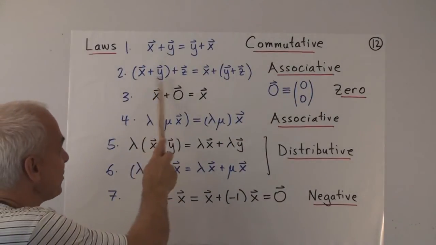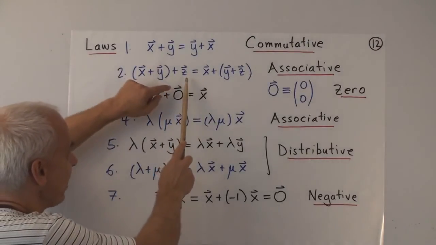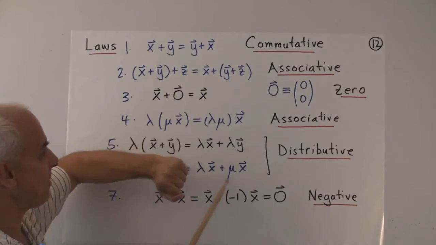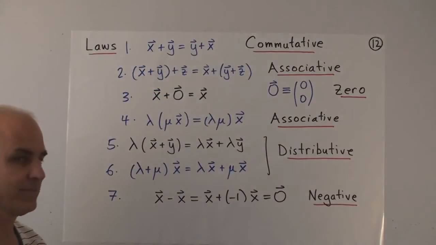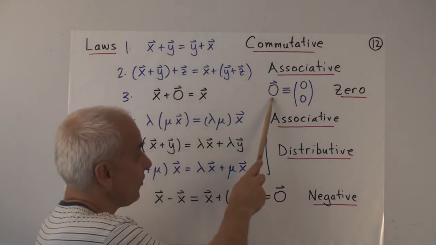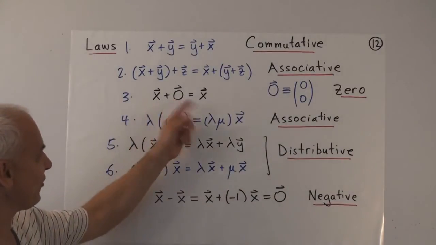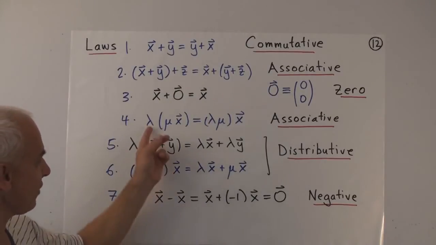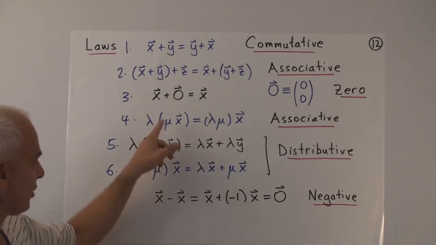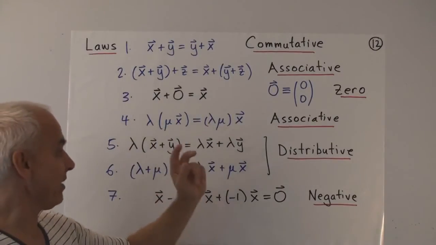That if you have three vectors, x plus y plus z, you can combine the x plus y by addition and then add z. You're going to get the same thing that you get if you take x plus the sum of y and z. It's the associative law. There's a special vector called the zero vector, whose components are 0, 0, which has the property that x plus 0 is x for any vector. There's an associative law in terms of scalar multiplication. If we multiply by mu and then by lambda, that's the same as multiplying by lambda mu.